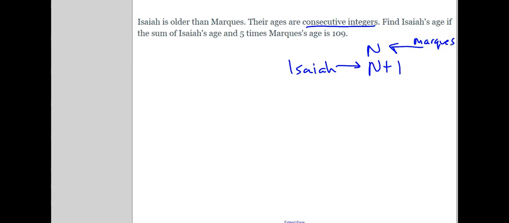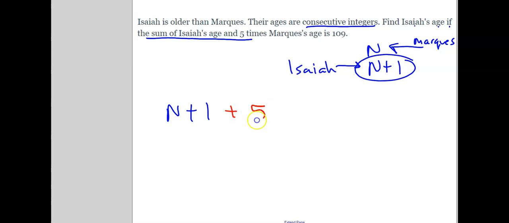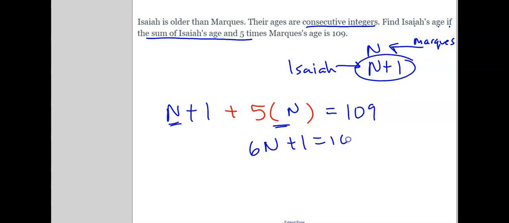Marquise. Let's translate the algebra equation. Find Isaiah's age if the sum of Isaiah's age and 5 times Marquise's age is 109. So n plus 5n is 6n, plus 1. Oops, I did the math by accident already.